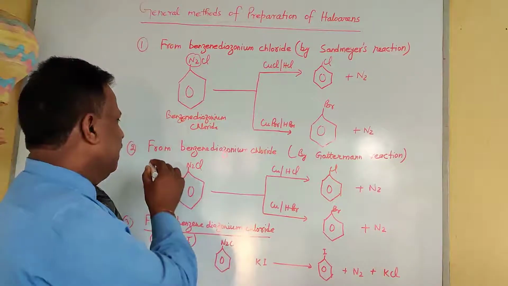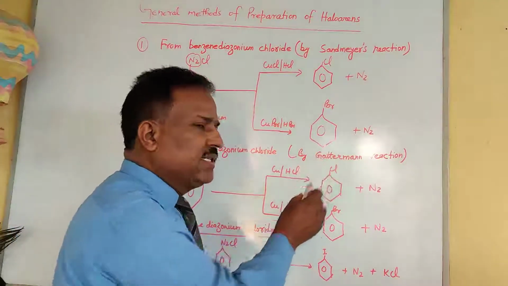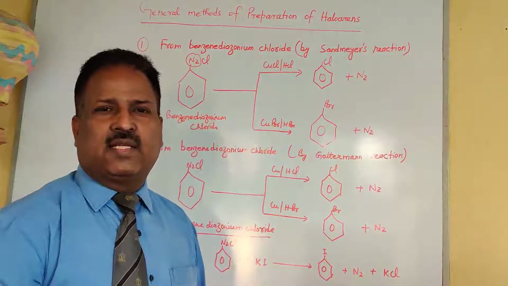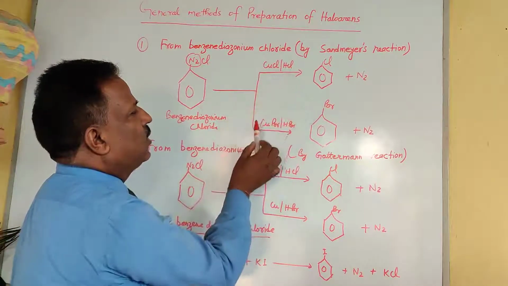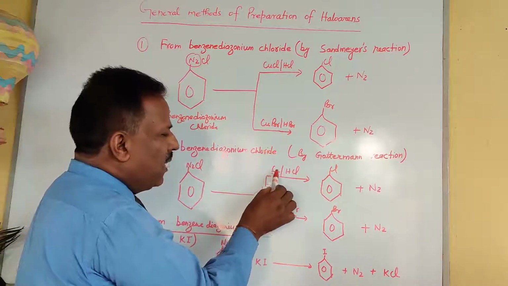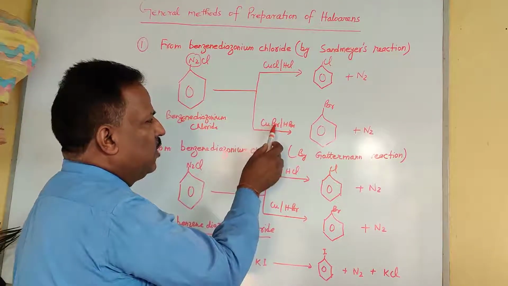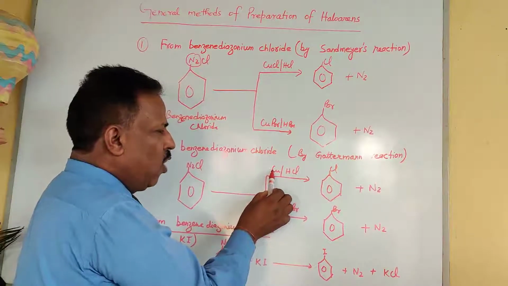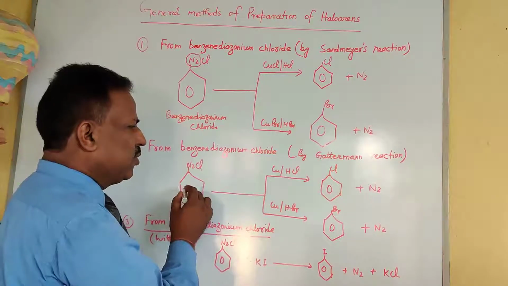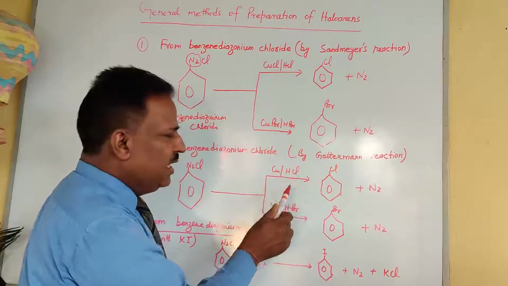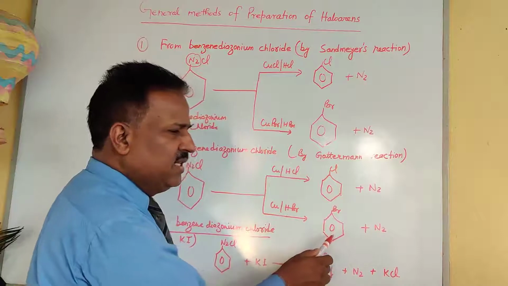Second is from benzene diazonium chloride by Gattermann's reaction. Gattermann's reaction is very similar to Sandmeyer reaction. Only the difference is, instead of CuCl by HCl or CuBr by HBr, copper by HCl and copper by HBr is taken. Here it is copper salt, but in Gattermann reaction, copper chips is taken in place of copper chloride. Benzene diazonium chloride reacts with Cu by HCl or Cu by HBr to form chlorobenzene or bromobenzene.